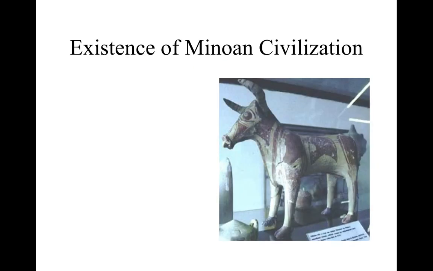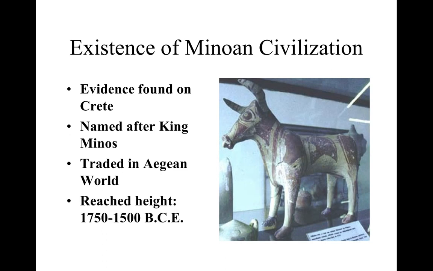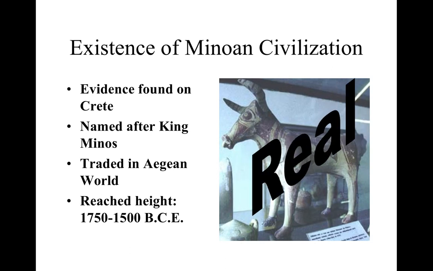Our next one is the existence of Minoan civilization. We look at the Minoan civilization here. What we do know about it is there has been evidence of a civilization that was found on Crete. It was named after King Minos. And we know that they would have traded the Aegean world pretty heavily. They traded with all the other people and groups in the Aegean world. We also would know that if this existed, it would have reached the height of its civilization right around 1750 to 1500 from the evidence that has been found. So if we look at this, is the existence of a Minoan civilization on Crete myth or real? And this is real.